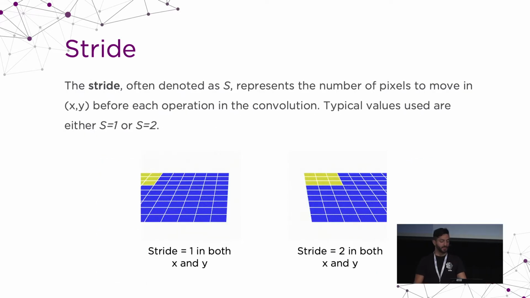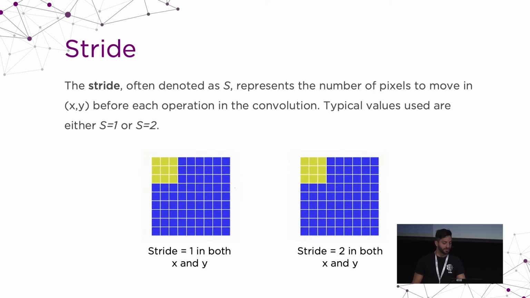Here I have some animations for both stride 1 and stride 2. You can see that stride 2 is obviously going to move faster, but a stride of 2 will have a smaller output map. So again, this is a design decision that you have to make when you're building your different architectures, and we're going to look at different examples where both are used later on today.